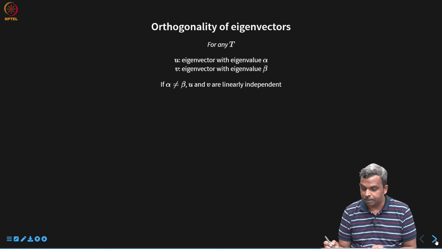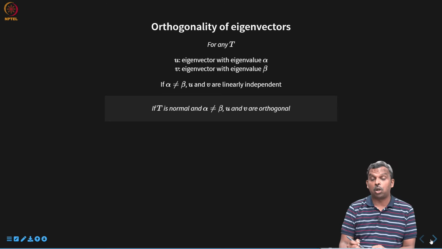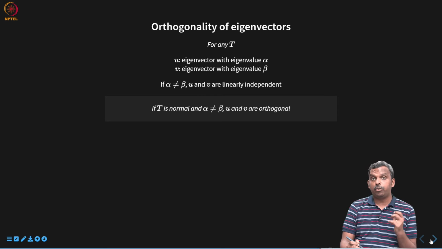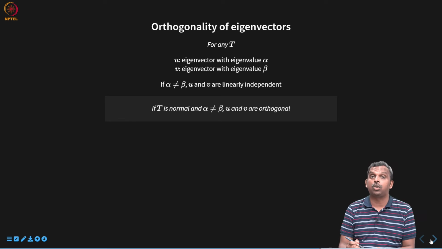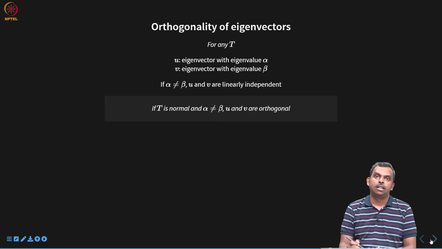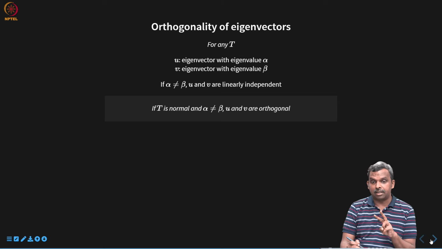Notice what happens for a normal operator. If T is normal and alpha is not equal to beta, then it turns out u and v, the eigenvectors corresponding to the eigenvalues alpha and beta, have to be orthogonal. So that's a strong and very simplifying, interesting property, right? The two eigenvectors corresponding to two different eigenvalues are going to be orthogonal.